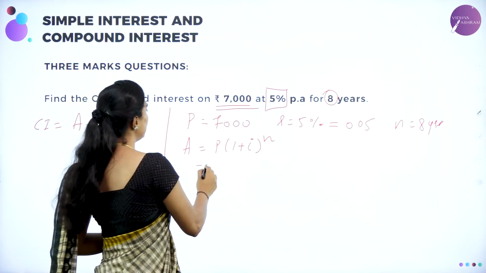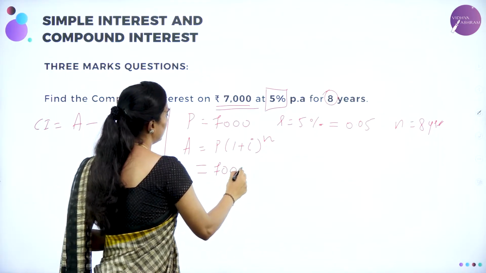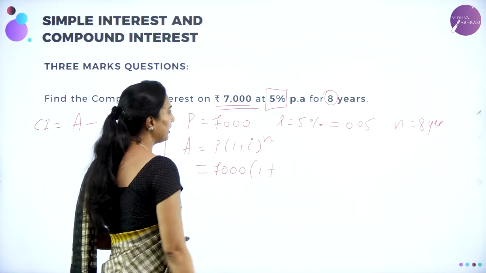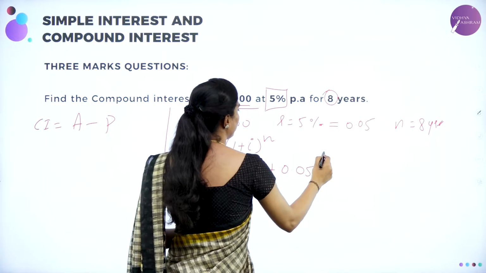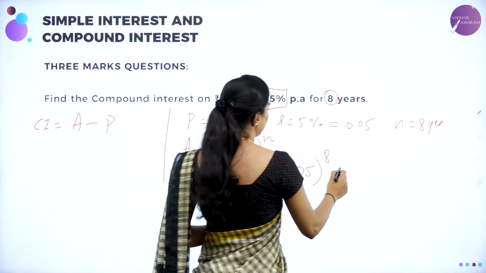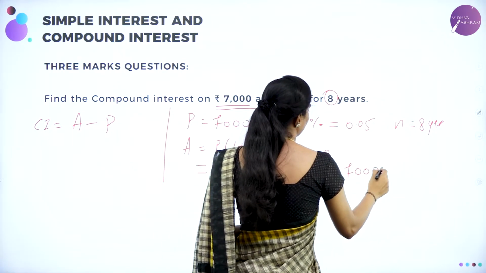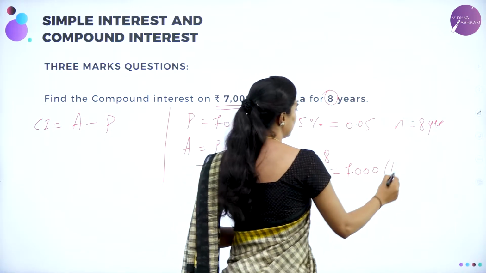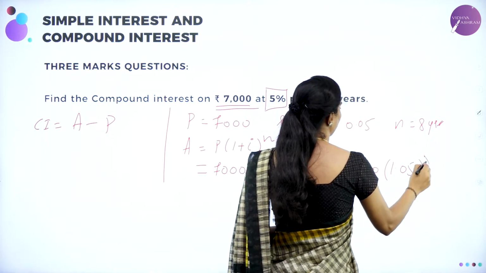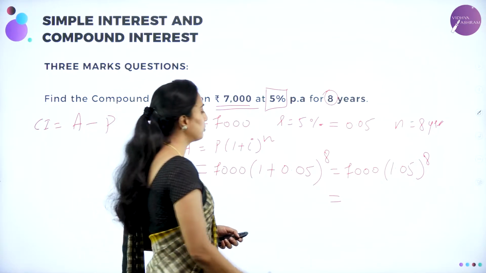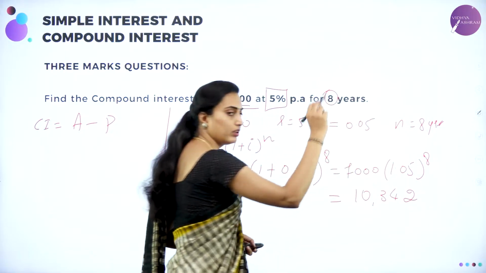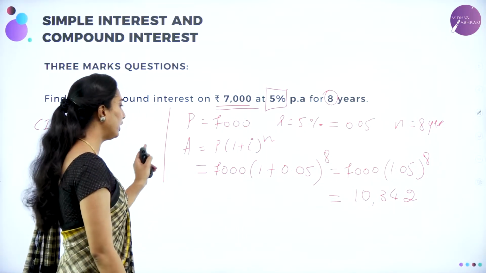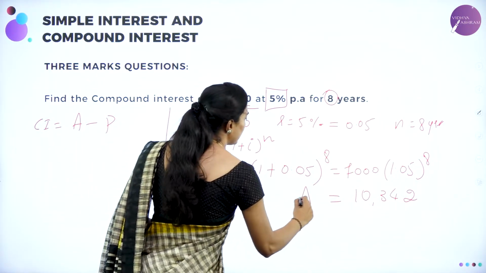Now, A is equal to P, which is 7,000, into 1 plus I, which is 0.05, whole to the power of 8. Now, if you calculate this, 7,000 into 1.05 whole to the power of 8, this will be equal to 10,342. So 10,342 will be the amount, but what have they asked you to calculate?